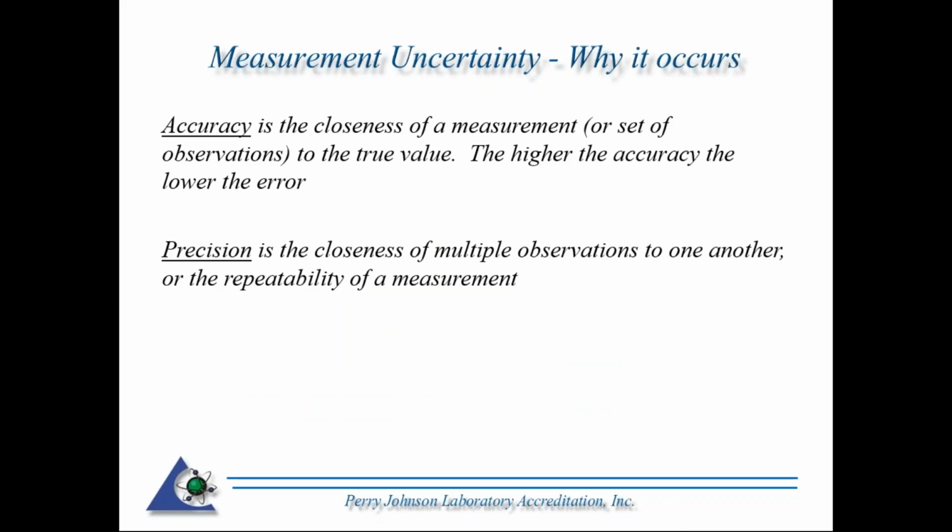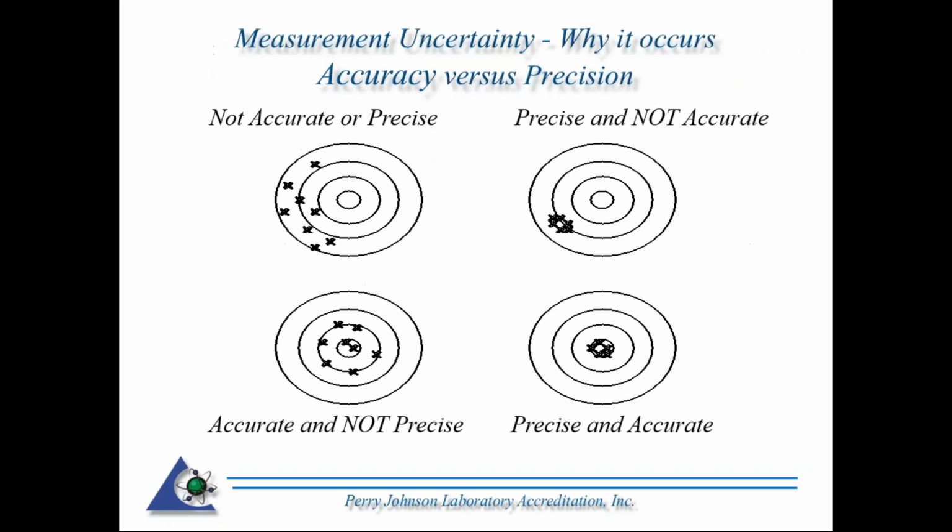Couple terms here, accuracy and precision. Accuracy is the closeness of a measurement or a set of observations to a true value. The higher the accuracy, the lower the error. Precision is the closeness of multiple observations to one another or the repeatability of the measurement. So that's the verbal term. Going to depict it a little bit here, which is probably a clearer indication of precision and accuracy.